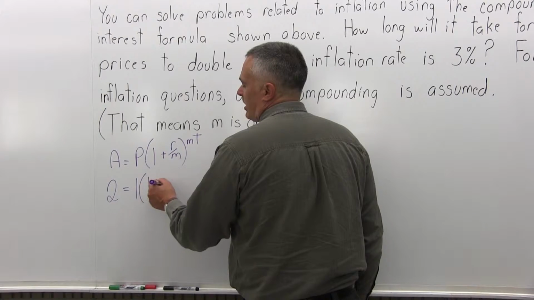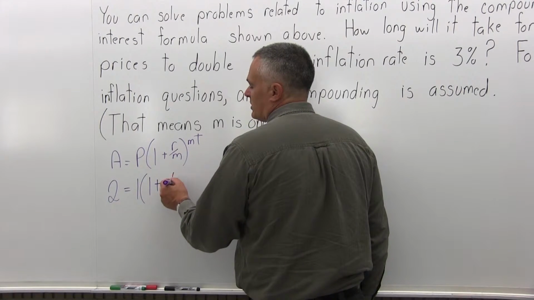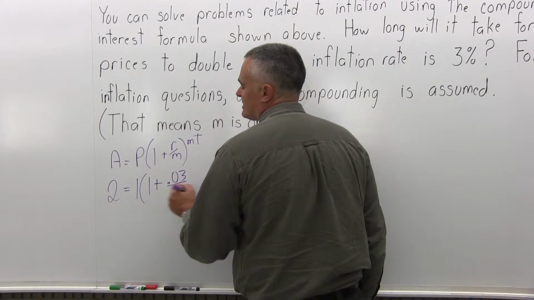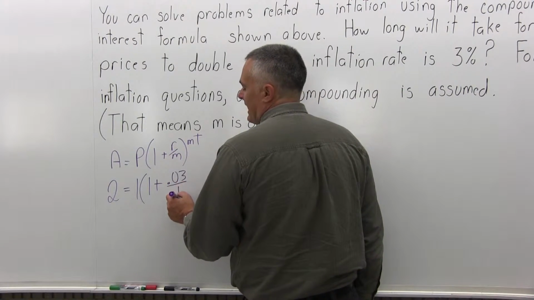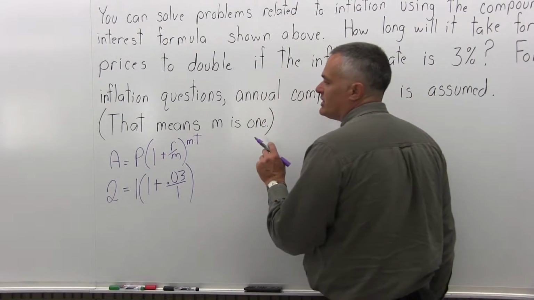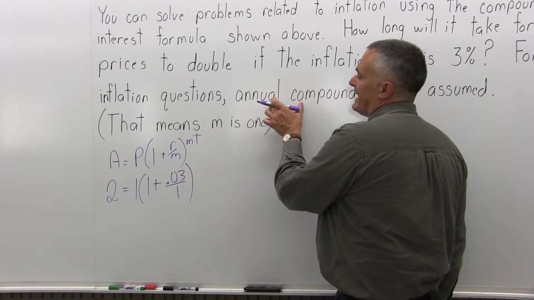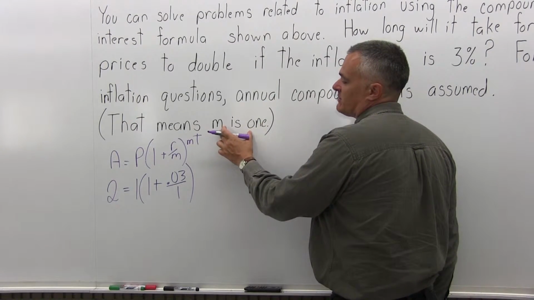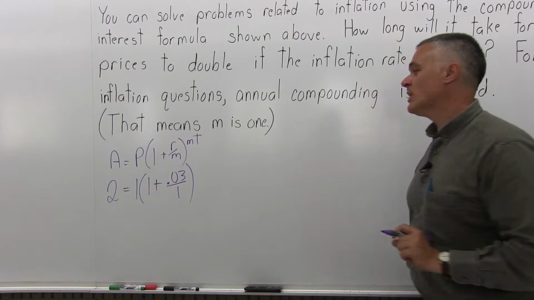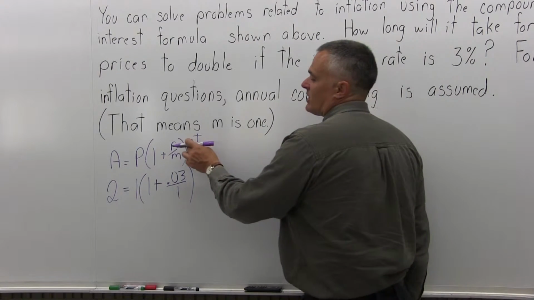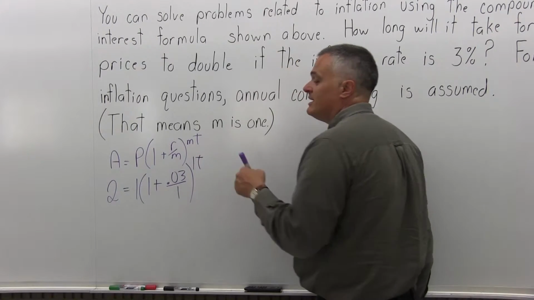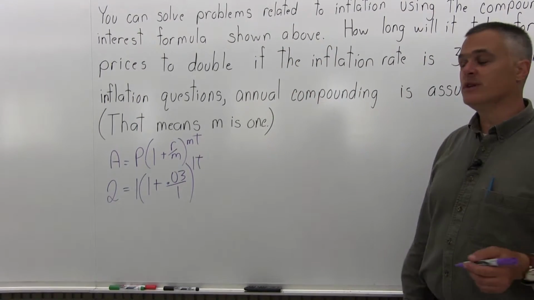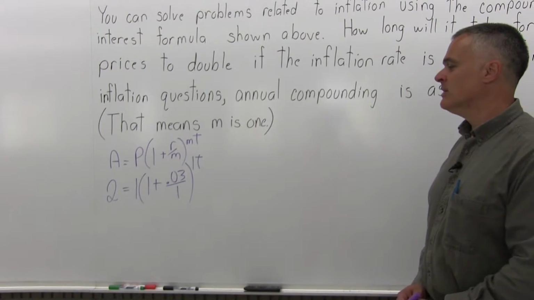So 1 plus r, the rate as a decimal, so the rate is 3%. As a decimal, that's 0.03. Over m. M is 1 because it said for inflation questions, you want to assume annual compounding, and it reminds you very specifically that means m is 1. And then the exponent on the parentheses, m times t, would be 1 times t, and t is the unknown. That's what we're looking for, the number of years. How many years will it take for prices to double?